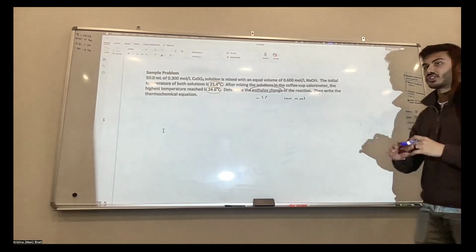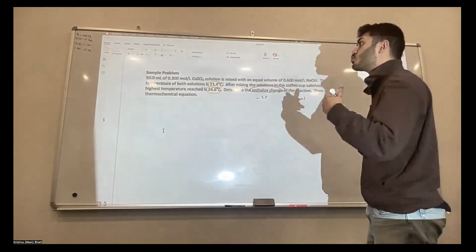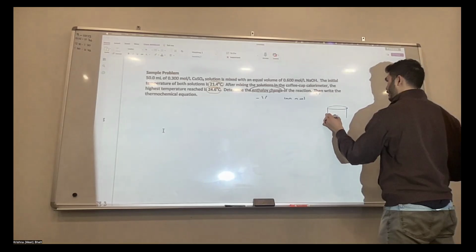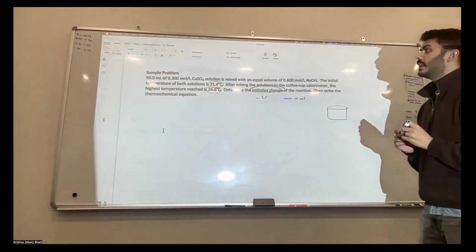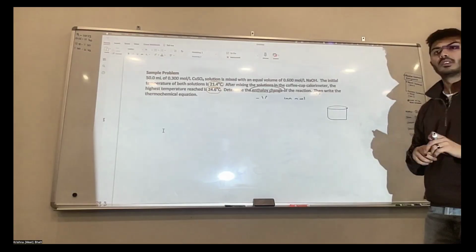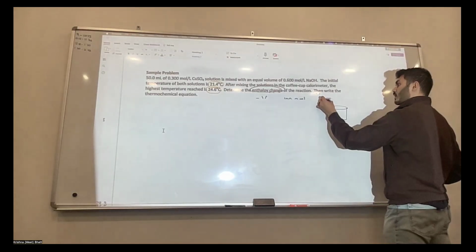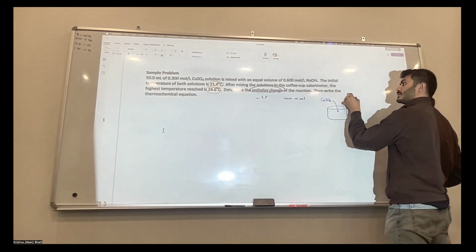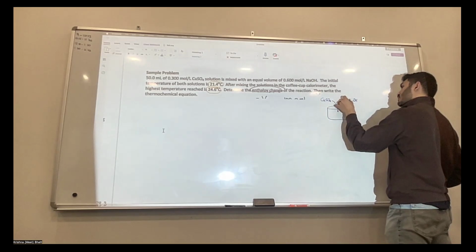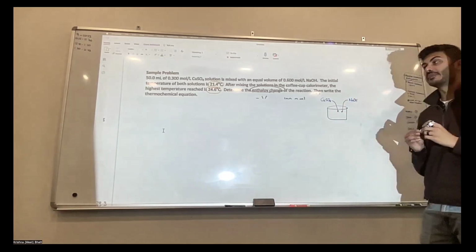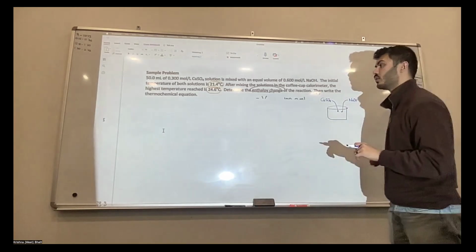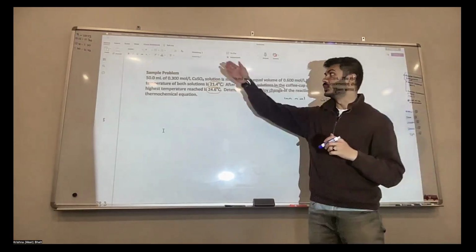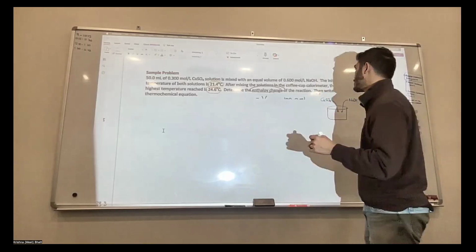Before we continue forward, let's just see what's happening over here. Let's visualize this. What am I mixing together? CuSO4 is going inside. What else? NaOH is going inside. We're given specifics about these two: the volume and the concentration. Moles per liter is concentration. So let's write it down.